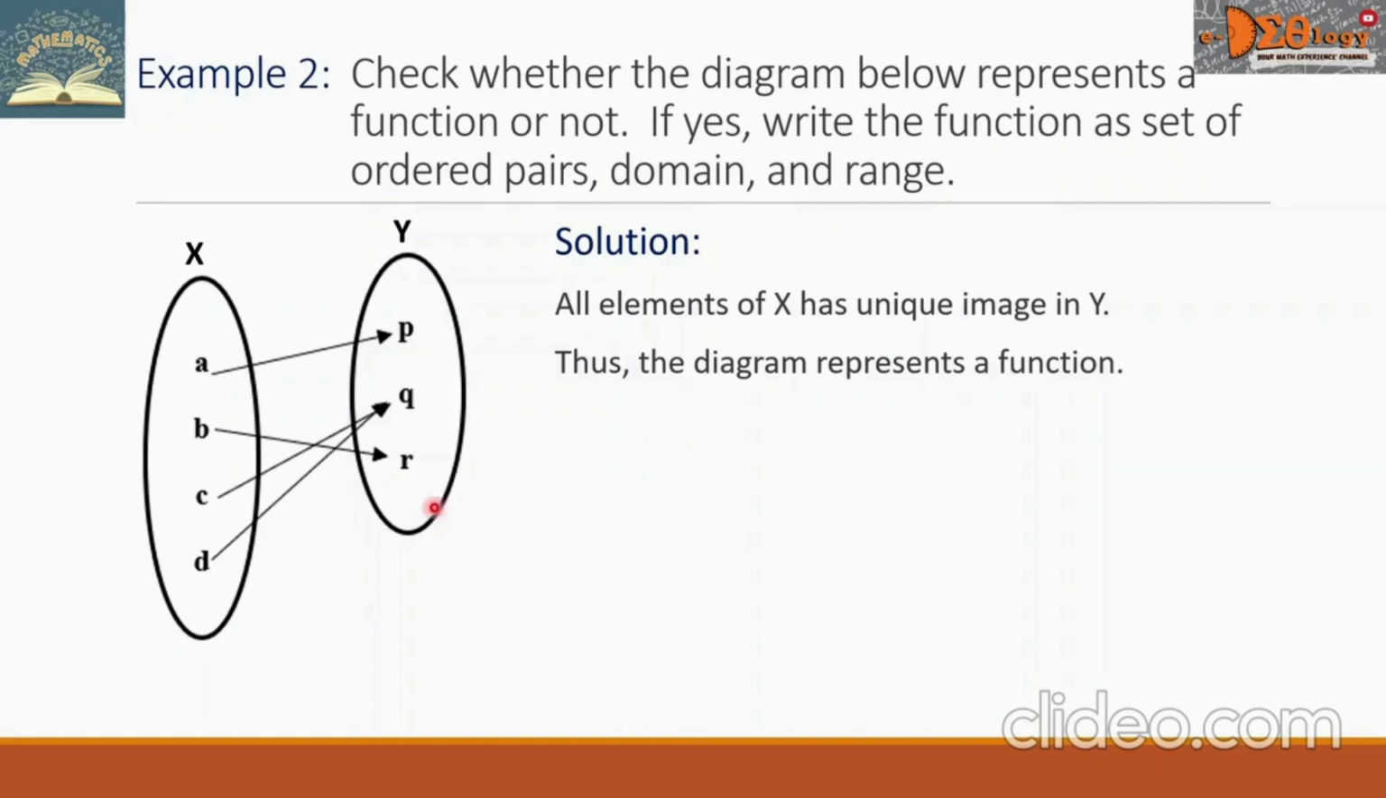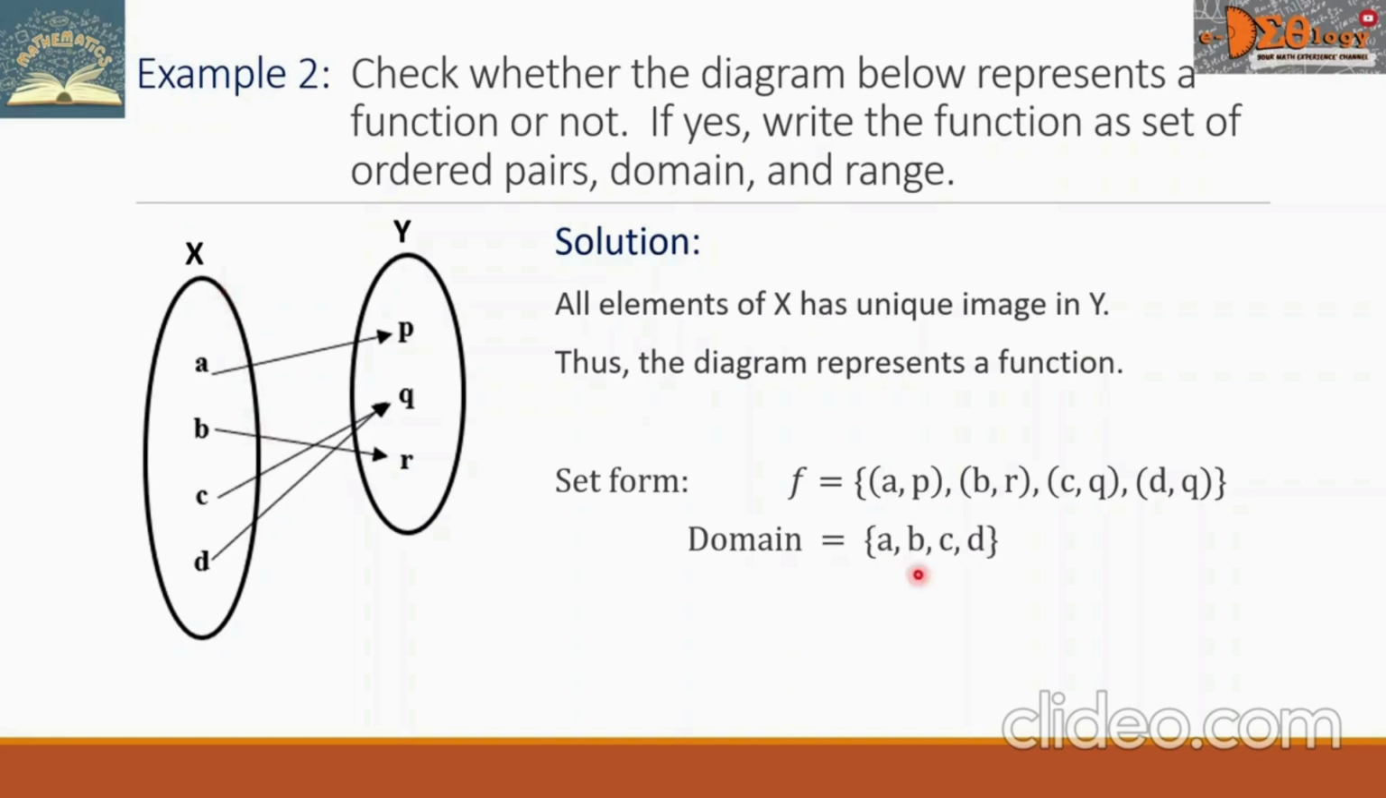Now we're going to write this function as ordered pairs. So we have (A, P), (B, R), (C, Q), and (D, Q). Now let us write the domain. Domain is the elements of set X. That means we have A, B, C, and D. What about the range? These are the elements of Y that are images. So we have P, Q, R.